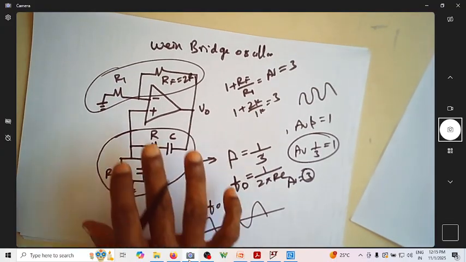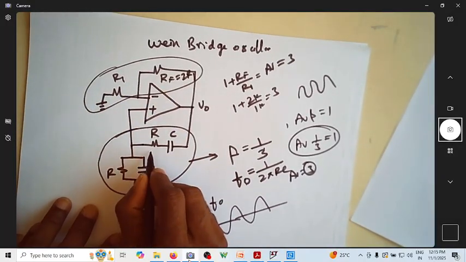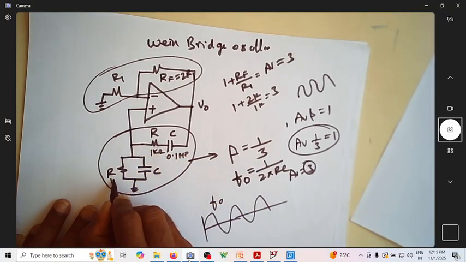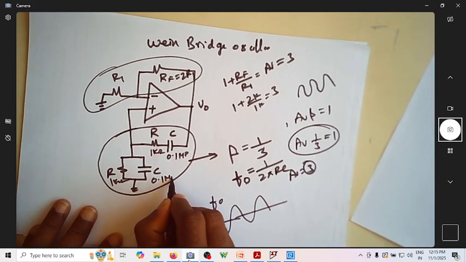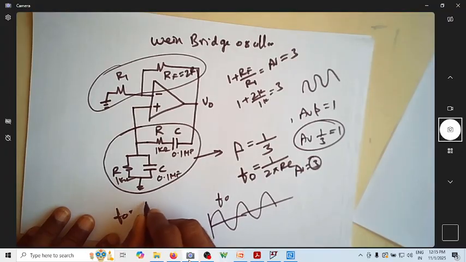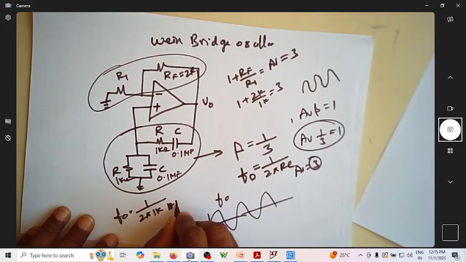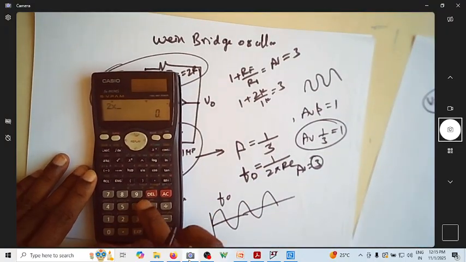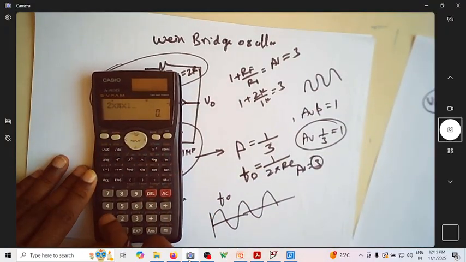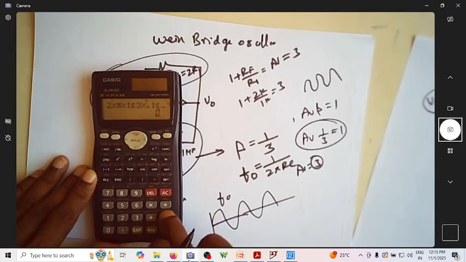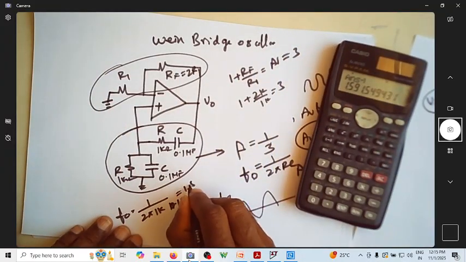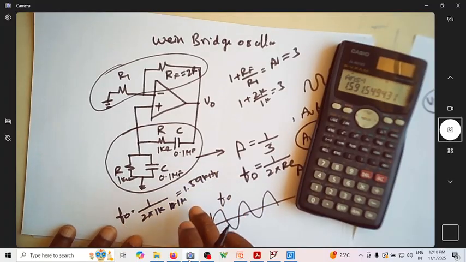Meaning, if you have an amplifier, let us consider that this is 1 kilo ohm. This is 0.1 microfarad. This is again 1 kilo ohm. This is 0.1 microfarad. So now what is F naught equal to? It is 1 over 2 pi into 1 kilo ohm into 0.1 microfarad. If you find out that value, is it not 2 into pi into 1 exponential 3 into 0.1 exponential minus 6? Can you see how much is that? It is 1.59 kilohertz. This is the frequency.